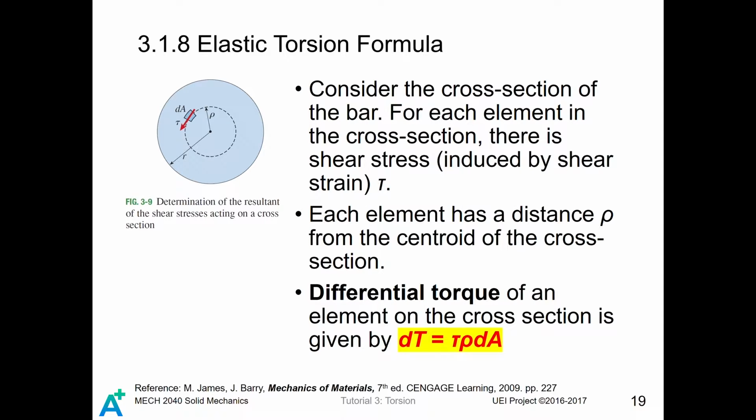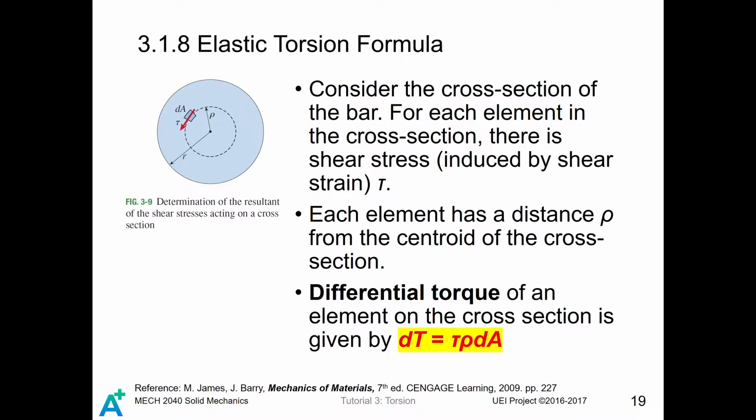After discussing many properties of the circular bar, now let's derive the elastic torsion formula for a circular bar. Consider the cross-section. For each element in the cross-section, there is shear stress, tau. An arbitrary element on the surface has a distance ρ from the center line of the cylindrical prismatic bar. Since for the entire chapter there is a torque acting on the cross-section, we also need to find the differential form of the torque such that we can sum up the torque for every differential area element on this surface.